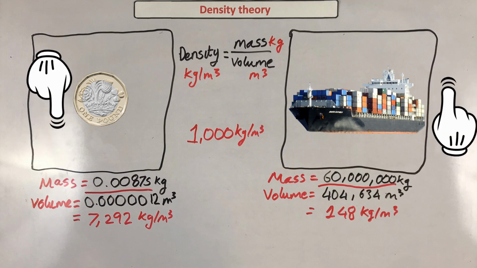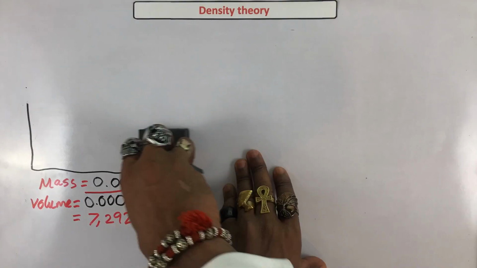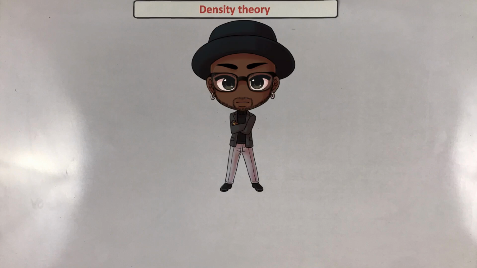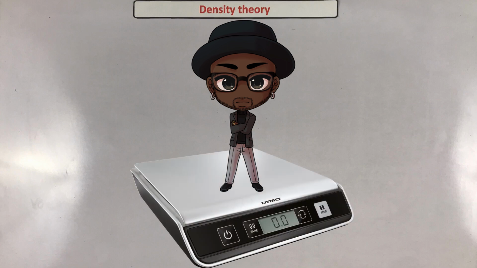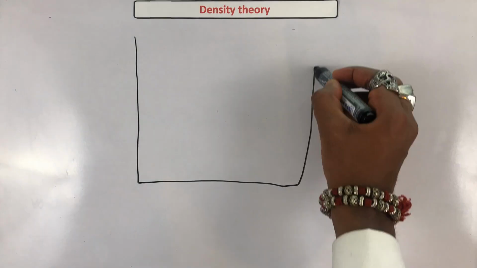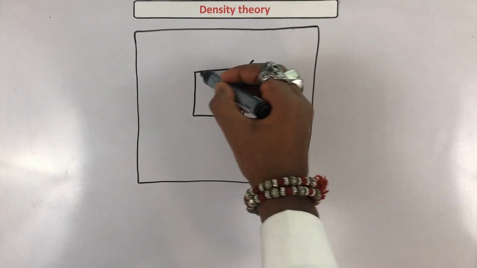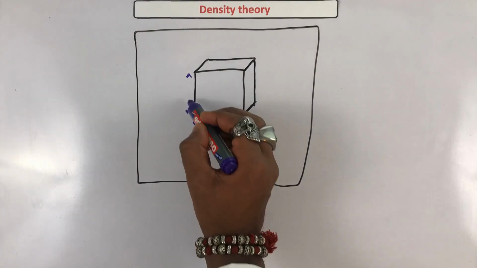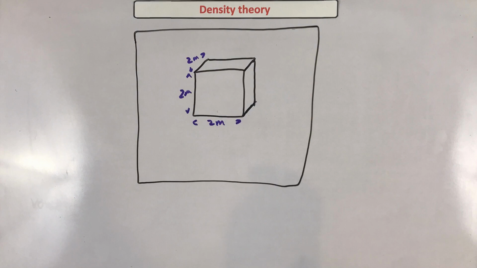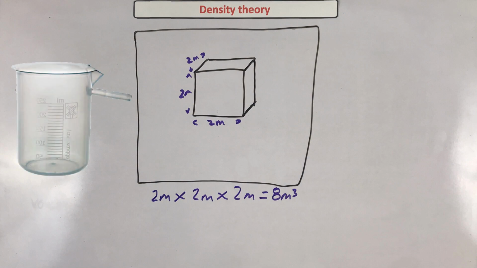So as long as you know what the volume and the mass of the object is, you can work out its density. And we can work out the mass of anything just by placing it on a digital scale. For regular objects like cuboids, we can find the volume by multiplying the length, width and height. So in this example, 2 times 2 times 2 gives us 8 meters cubed. However, if you've got an irregular object, we need to use a displacement can to work out its volume.